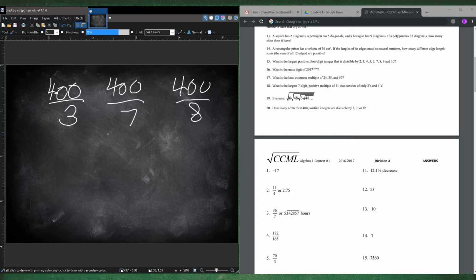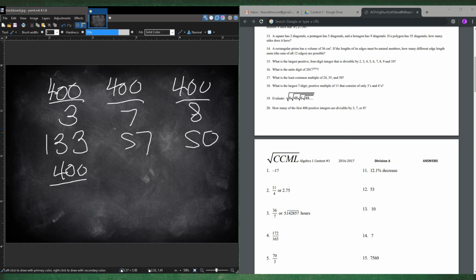So 400 divided by 3 is 133. 400 divided by 7 is 57. You don't care about the decimals because we don't want the remaining over. And 400 divided by 8 is 50. So basically, these are all the numbers that are either multiples of 3, 7, or 8. But since some of them overlap, like let's say 21, you're counting it twice, so you have to look for multiples of those.